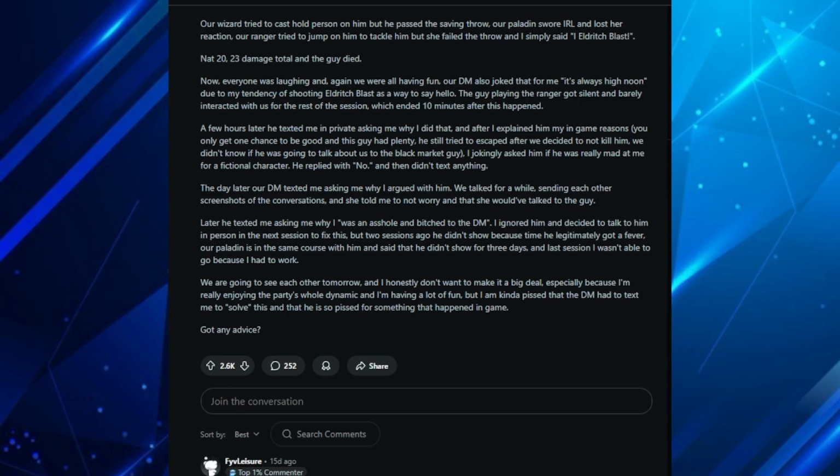The next day, our DM texted me asking me why I argued with him. We talked for a while, sending each other screenshots of the conversation, and she told me not to worry, and that she would have talked to the guy. Later, he texted me asking me why I was an asshole and bitched to the DM. I ignored him and decided to talk to him in person in the next session to fix this.